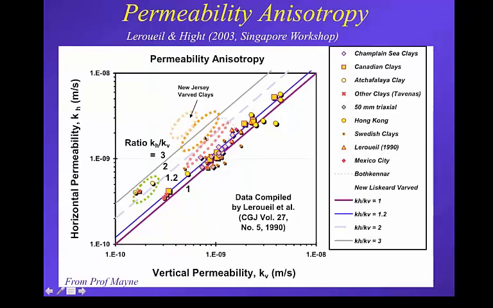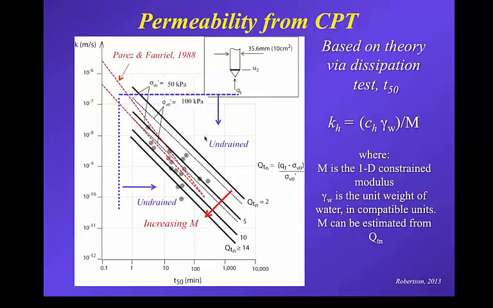And Leroueil and Hight in the Singapore workshop in 2003 presented some very nice data. Professor Mayne plotted it up very nicely. So you've got the comparison between horizontal and vertical permeability and the one-to-one line, showing the ratio between the two. Generally, most of the data is between 1 and 1.5, for a relatively homogeneous clay. Sorry about that. So the anisotropy is not too bad until you start getting into some of the varved clays, etc., when it can become quite significant.